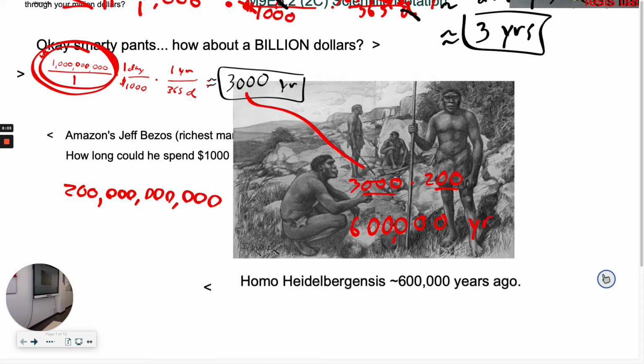This is Homo heidelbergensis, Homo neanderthalis. People don't exist this long ago. Like, these are not people. These are like bipedal things that kind of look like people but are not people. And so if you have $1 million in your pocket, you can burn $1,000 for 3 years. Which, like, think about 3 years ago for you, fine. Bezos can burn $1,000 back until people don't exist anymore.